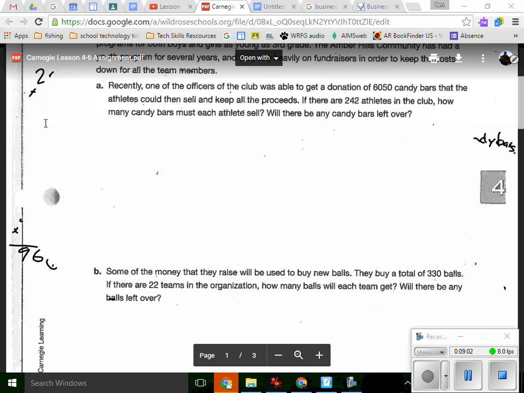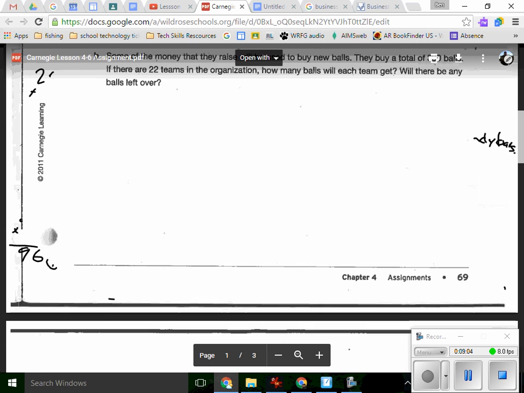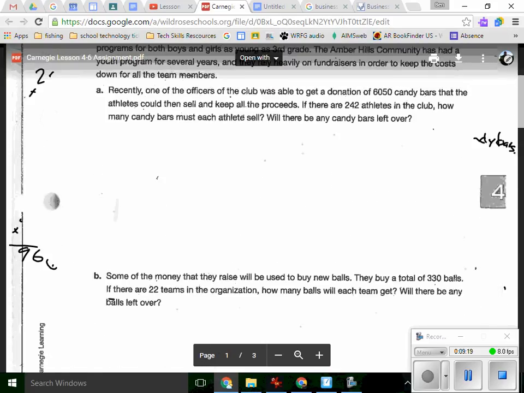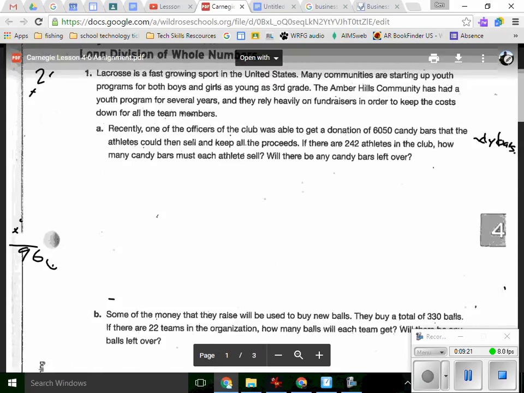If you get to letter C, you got to read the question. It says, after discount, the price of the jerseys came to $6,776. How much will each athlete have to pay for their jersey? You're going to go, well, I don't know how many athletes there are. It said in the previous problem, there's 242 athletes. So use the other questions in the worksheet to answer these questions, okay? Thank you.